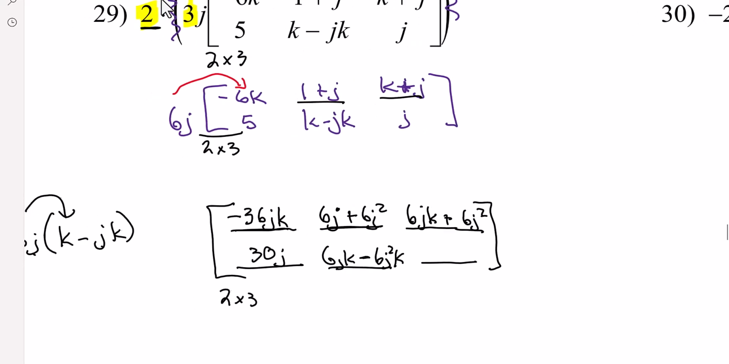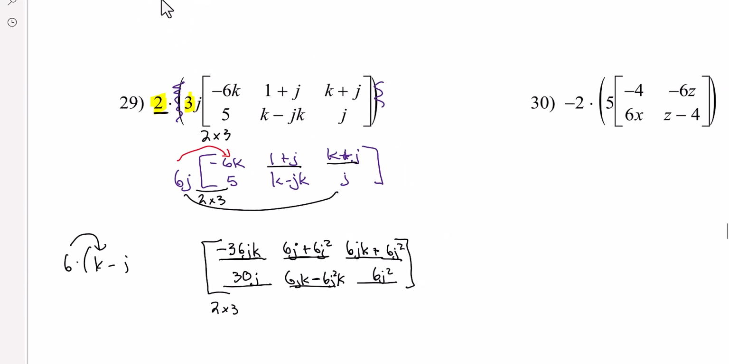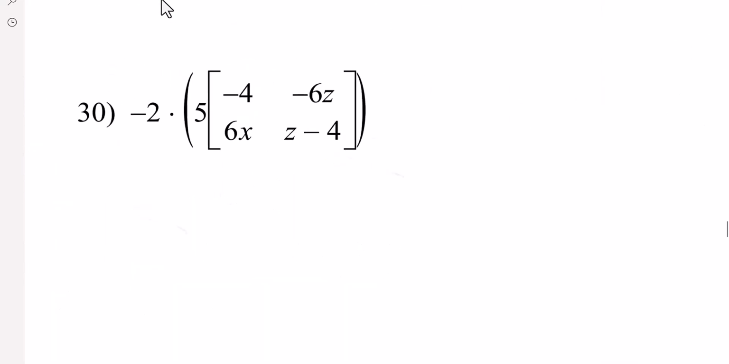Hope you can read that. That's 6j squared times k. And then finally, 6j times j is just 6j squared. And that's all there is to this one. So we come over here. This is a bit easier.